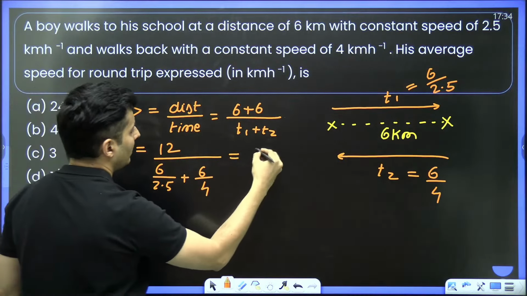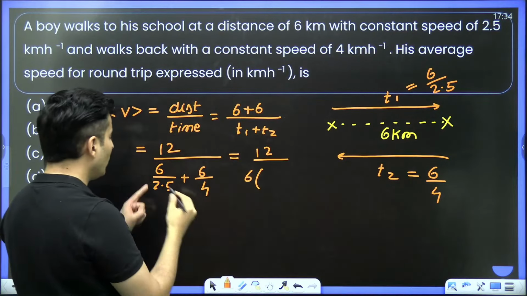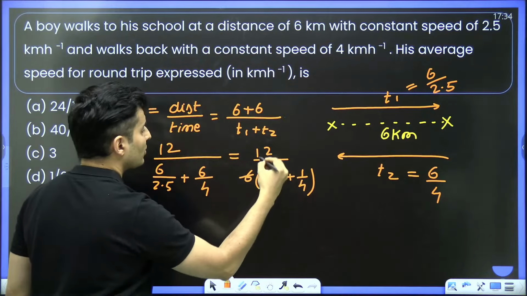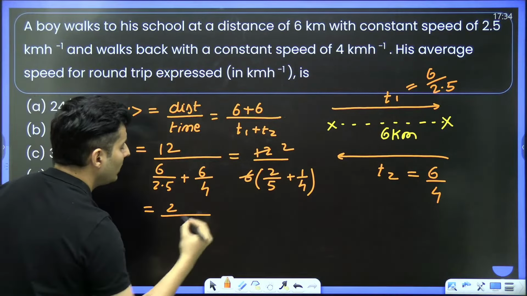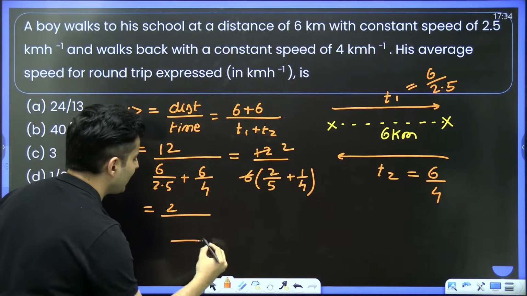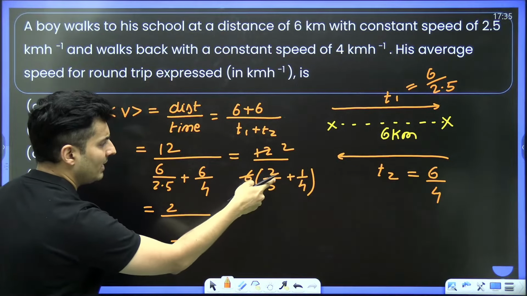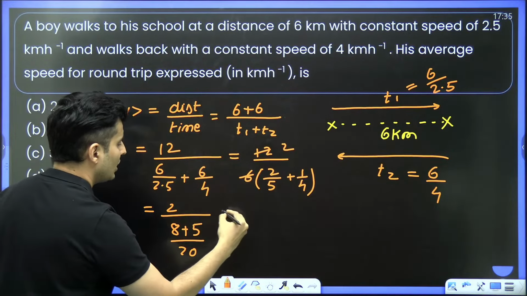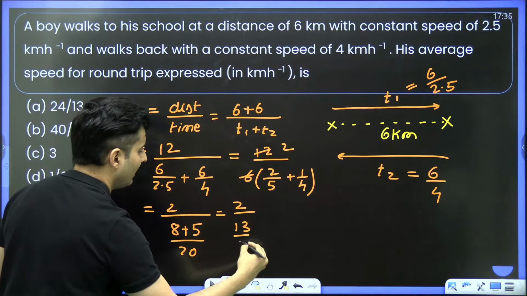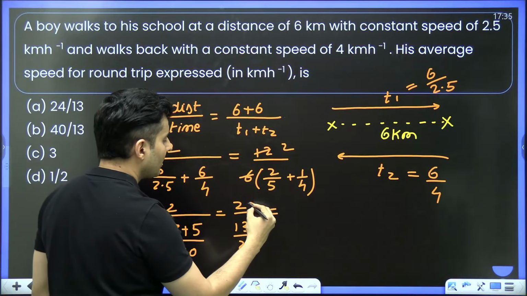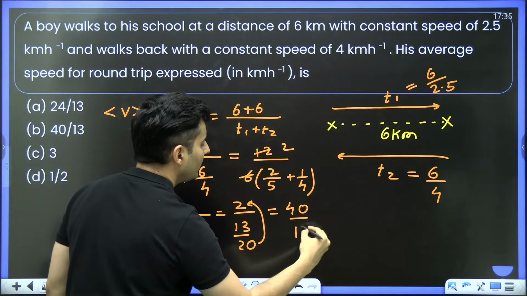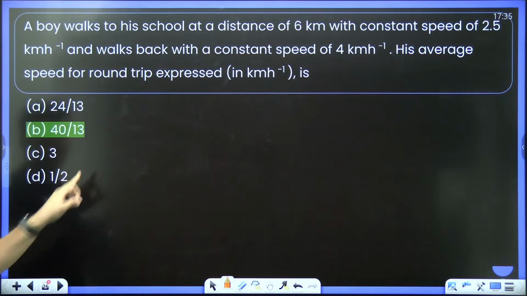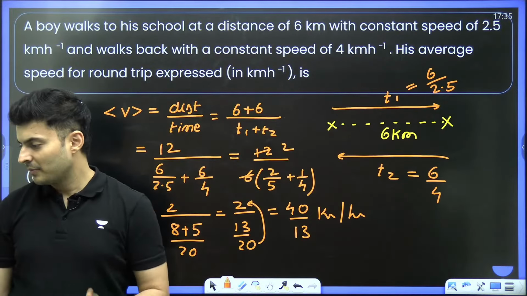6 I can take common outside, so it will become 6 into, 2.5 is 5 by 2, so 2 by 5, plus 1 by 4. 6 goes into 12 two times, so this will be 2 divided by, now the LCM is basically 20, so 5 4s are 20, 2 4s are 8, plus 4 5s are 5, that means 13 by 20. So this will be 2 divided by 13 divided by 20. So 2 and 20 get multiplied with each other, it will become 40 divided by 13 kilometers per hour. 40 divided by 13, that's option number B, guys. That's it. Option number B.